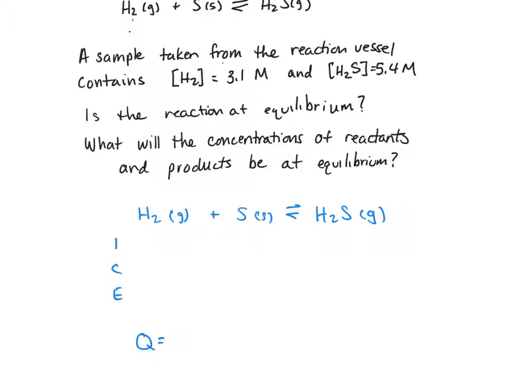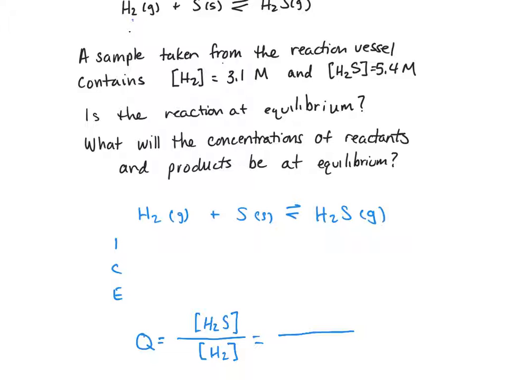All right, Q has the same formula as K, and so for our reaction, it's going to be the concentration of H2S over H2. What about sulfur? It's a solid. Leave it out. Okay, cool. Solids and liquids don't go into K. They don't go into Q.